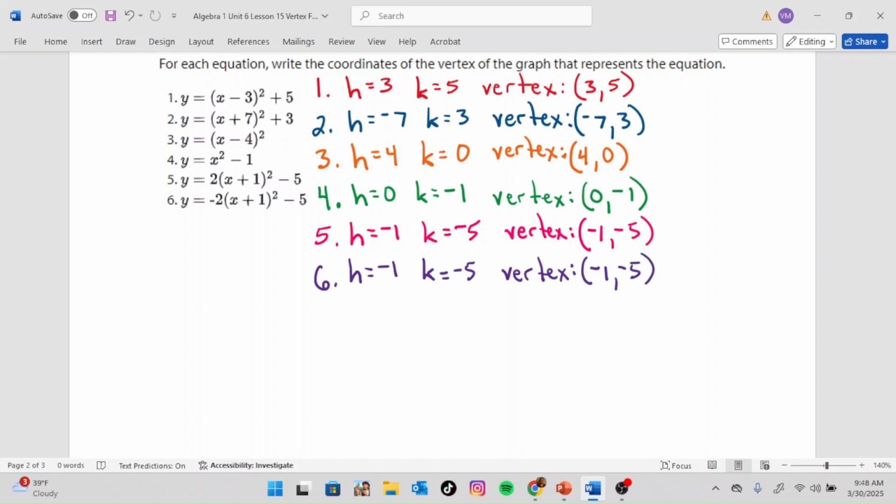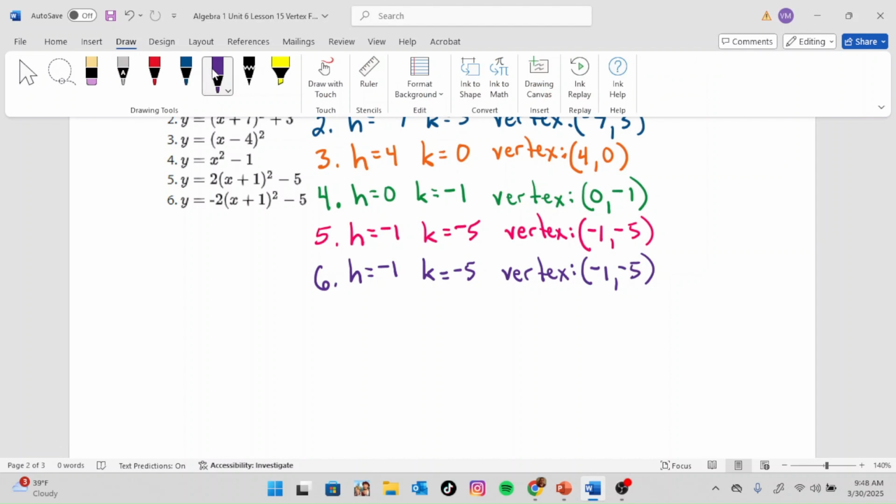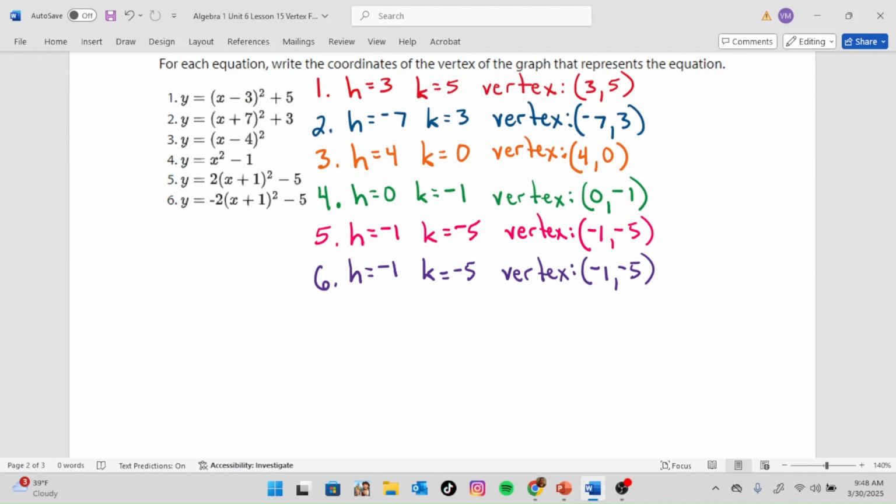Now, if you notice, the answers for number 5 and number 6 are exactly the same, but the equations are not exactly the same. The difference is the a term. On number 5, the a term is 2. Since it's positive, that means number 5 opens upward from this vertex.